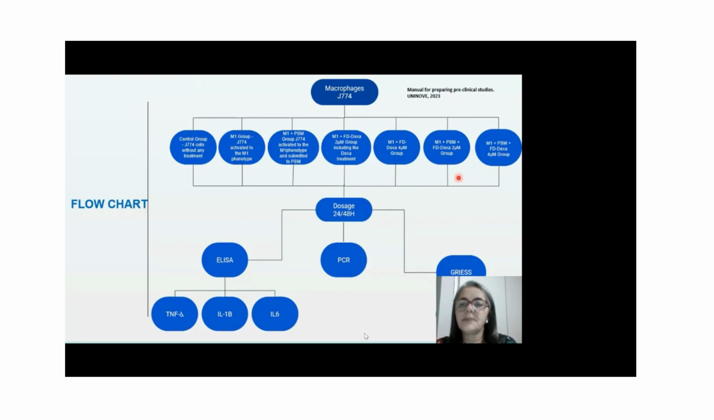M1 plus PBM plus FD-DEXA 2 micromole group, M1 plus PBM plus FD-DEXA 4 micromole group. Duplicate analysis will be conducted for each group.